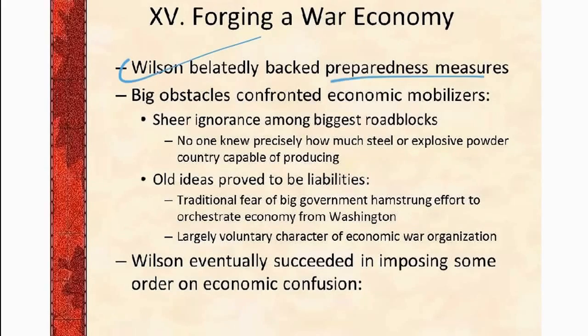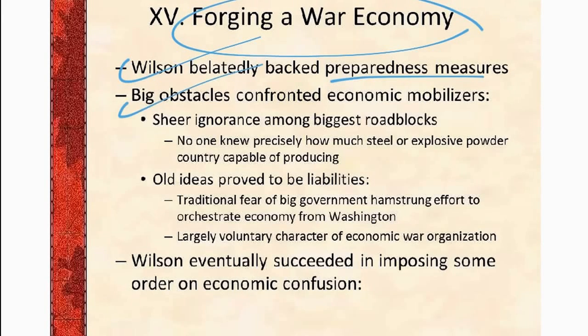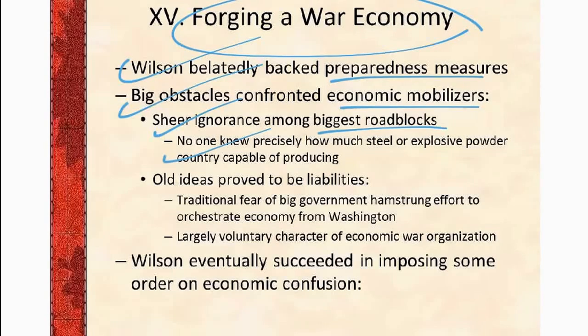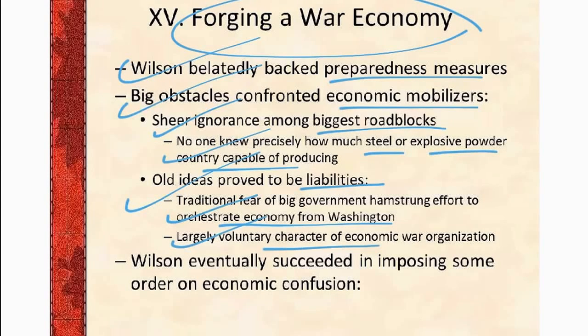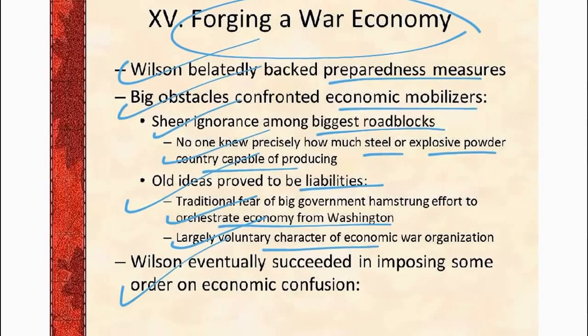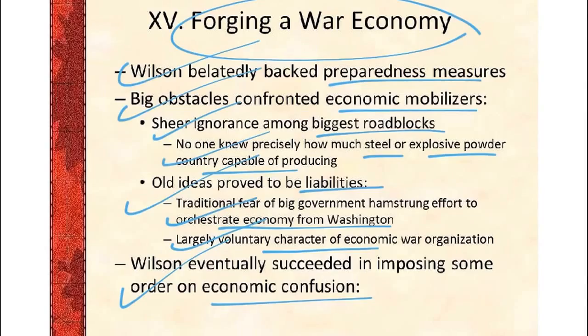Wilson belatedly backed preparedness measures to forge a wartime economy. Big obstacles confronted the economic mobilizers. Some of it was sheer ignorance, which was among the biggest roadblocks, and no one really knew precisely how much steel or explosive powder the country was capable of producing. Old ideas proved to be liabilities as well, along with the traditional fear of big government and the hamstrung effort to orchestrate the economy from Washington. This was a largely voluntary economic war organization. Wilson eventually succeeded in imposing some order on this economic confusion.